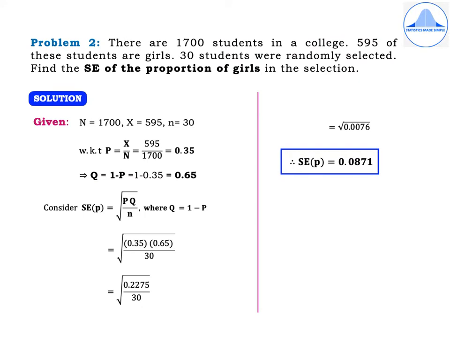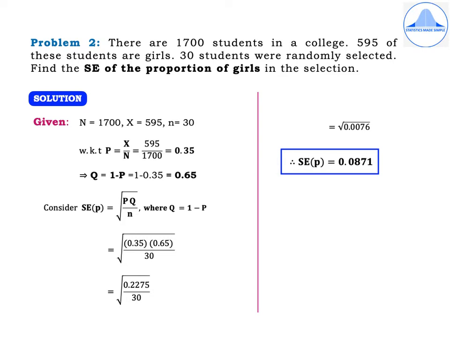Problem 2. There are 1,700 students in a college. 595 of these students are girls. 30 students were randomly selected. Find the standard error of the proportion of girls in the selection. In this problem, the population proportion capital P is not given directly. We have to first calculate capital P using the information which is given.